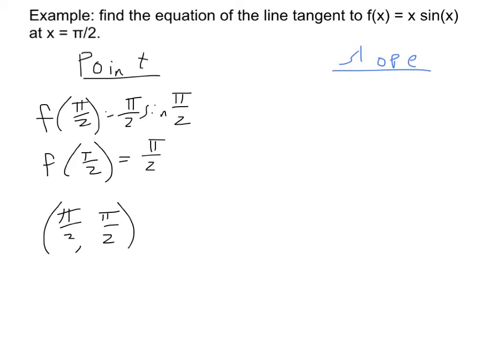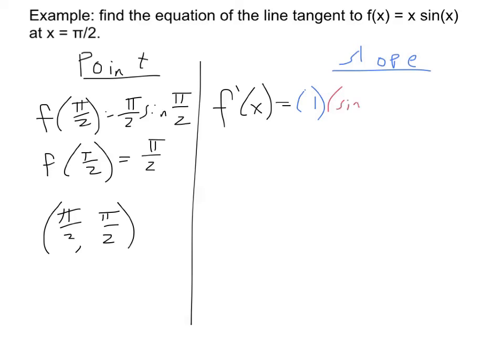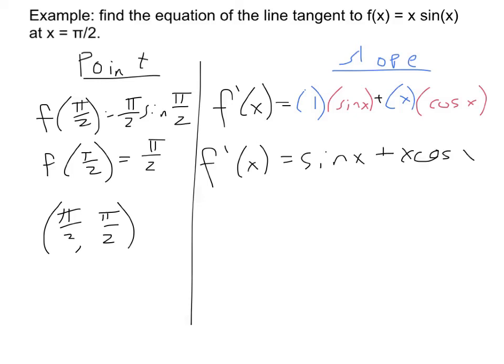Now to find the slope, I'm going to need the derivative. Right? So I'm going to need to find f prime of x. And this is the part that I definitely think you guys need to have done on your own. Like, we need to practice the product rule. So the derivative of x is 1, and we leave our sine x alone. Then plus, we leave our x alone, and the derivative of sine x is cosine x. Great, so my derivative, my f prime of x, is sine x plus x cosine x.